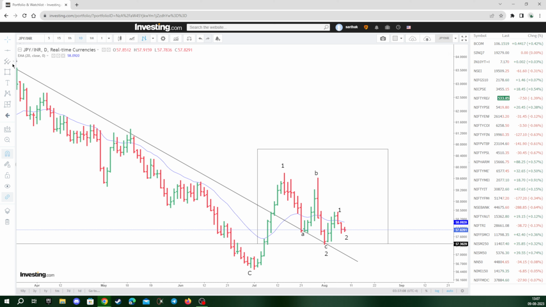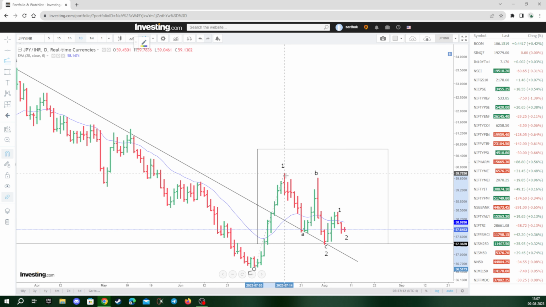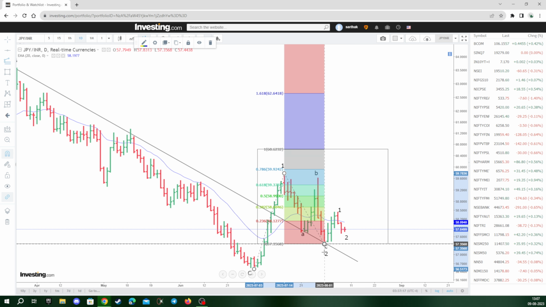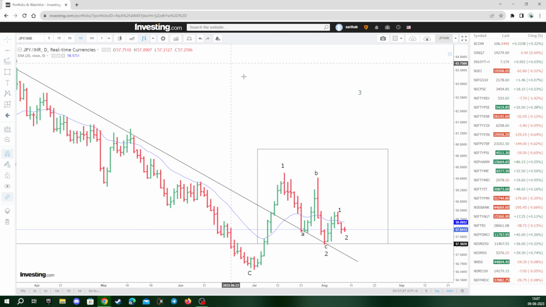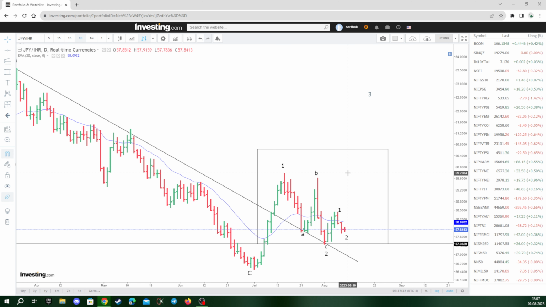And what if it starts to extend from there? Let's suppose rather than going to the one extension, it starts to go towards the 1.618 extension. So that roughly translates to around 62.6418. So that is the level that I'm looking at on a 1 to 2 to 3 months time frame. I think in the next 1 or 2 months we could see a euphoric rise in this kind of currency pair.